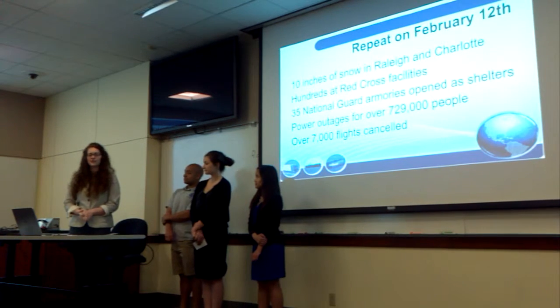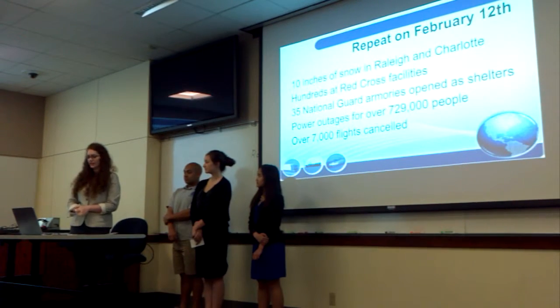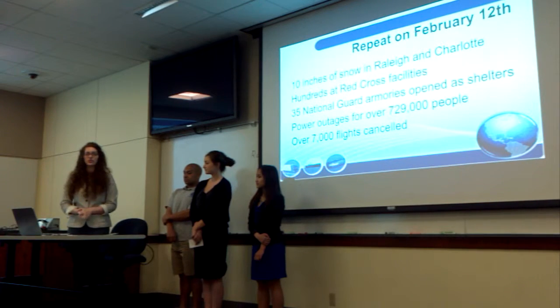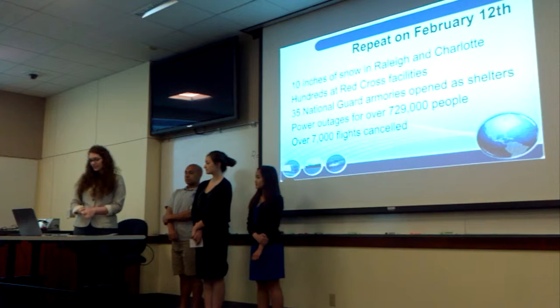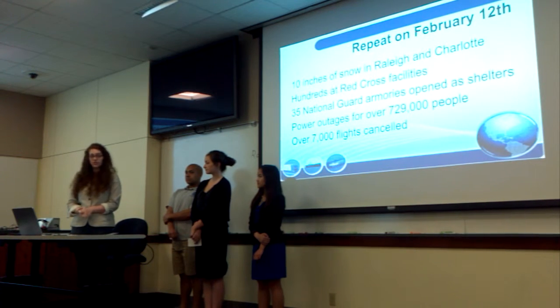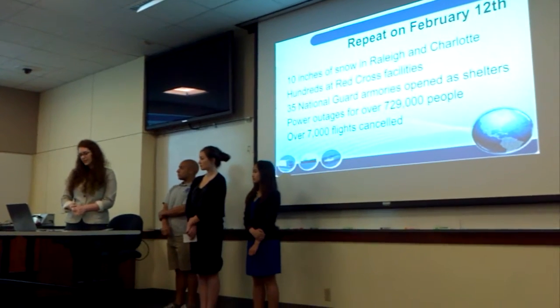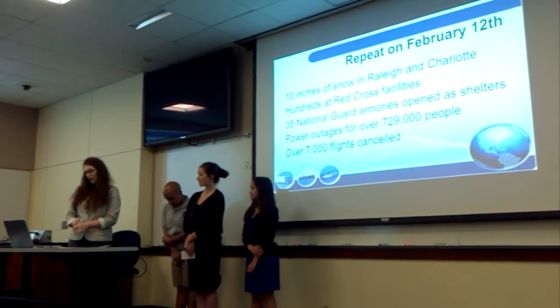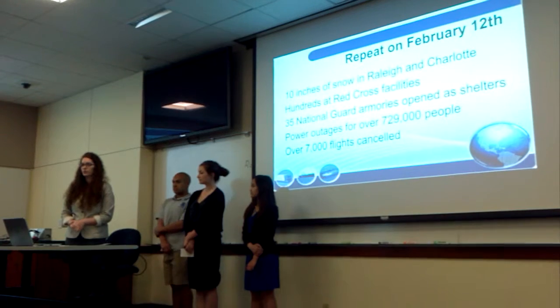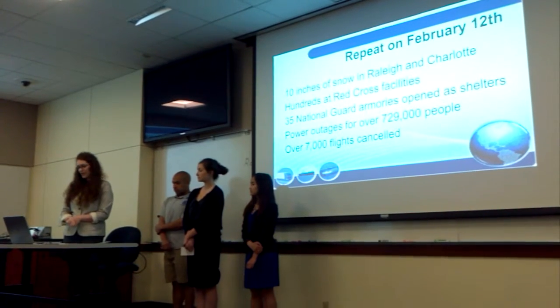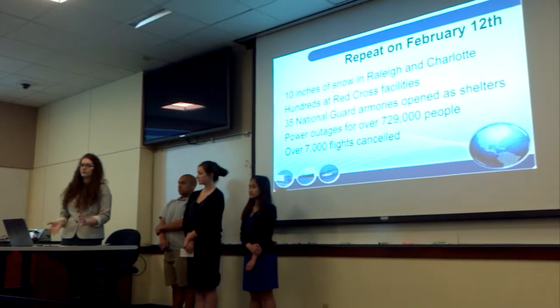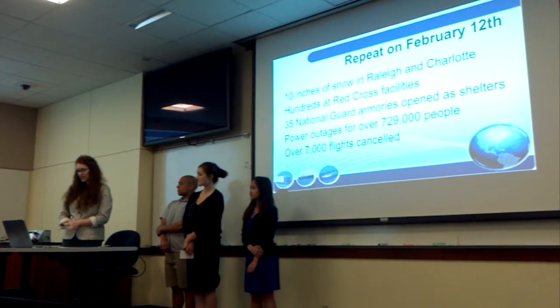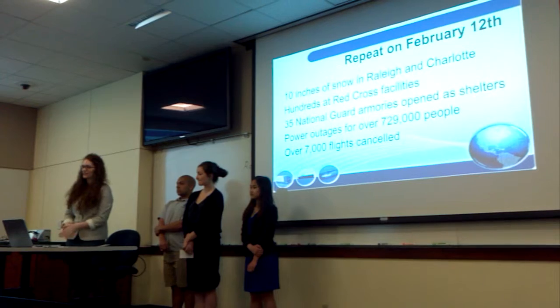So there was a repeat of this type of storm in the same general location on February 12th, with another snow and ice storm sweeping into the Carolinas. There was up to 10 inches of snow in Raleigh and Charlotte, and hundreds descended upon Red Cross facilities. 35 National Guard armories opened as shelters for people who were unable to make their way home. There were also power outages for over 729,000 people who were left without electricity. And once again, over 7,000 flights were canceled.